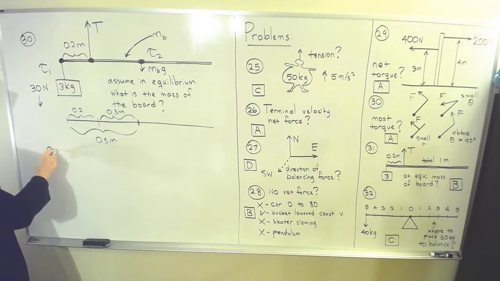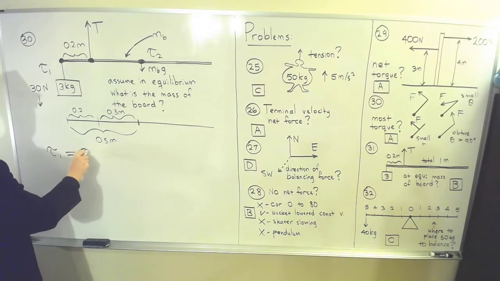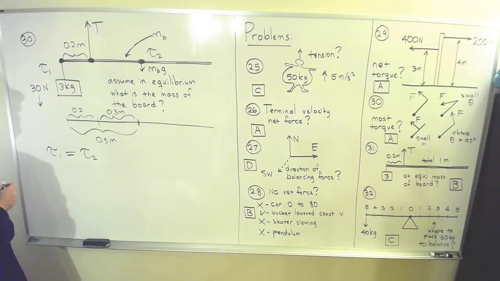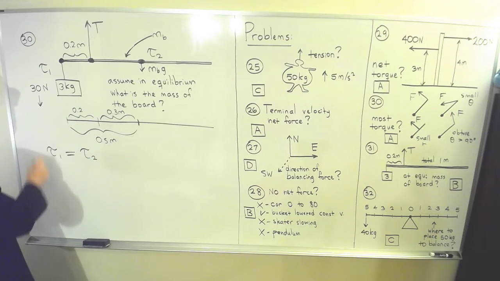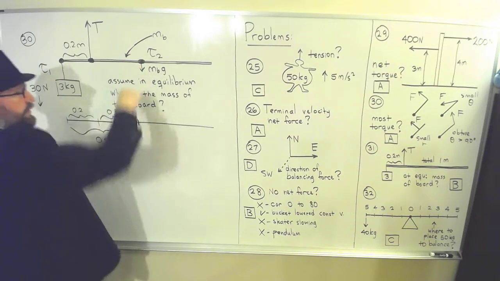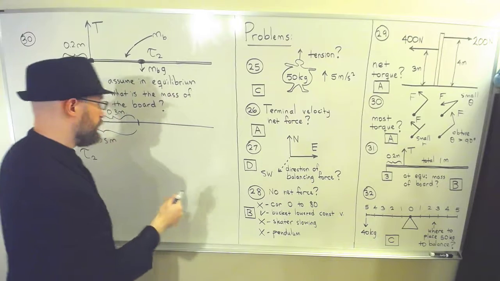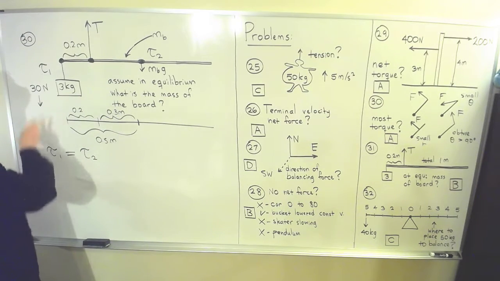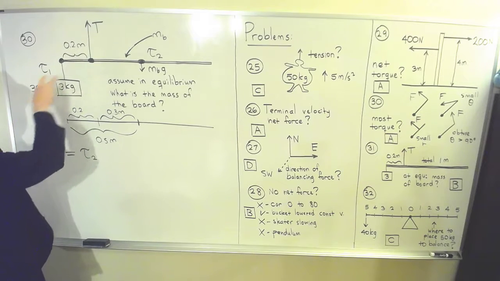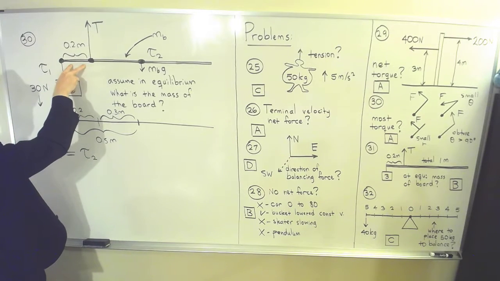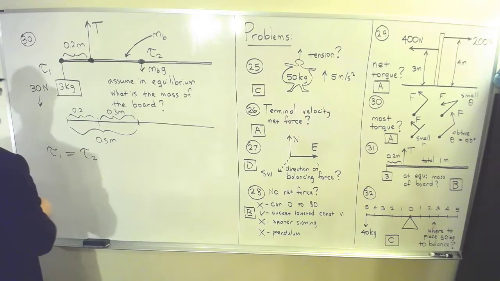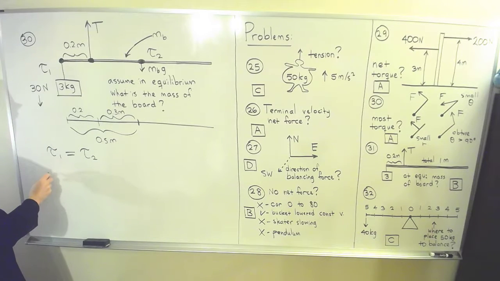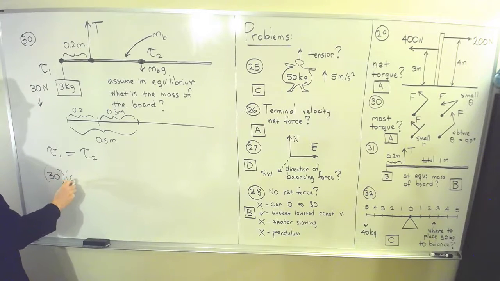So if I say torque 1 equals torque 2, now watch how this falls out. What was torque 1? Well, in both cases, the forces are straight down, so the sines of the angles are 1. So torque 1 is just this force here, 30 newtons, times the lever arm, which in this case is 0.2 meters. So this is 30 times 0.2.